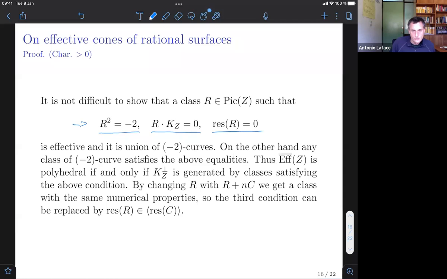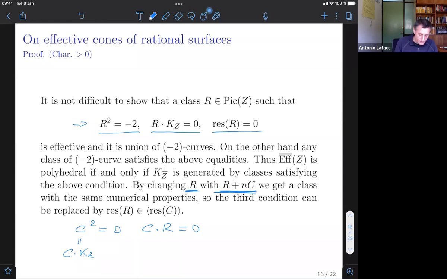And there is another observation which helps in doing this work. The observation is the following. If I replace R with R plus a multiple of C, then the first two conditions are going to be satisfied again, because C squared is 0 and C dot R is 0. So C is orthogonal to such R. And C squared equals 0 means, recall that C is linearly equivalent to K of C, and this is just C dot K of C. So the first two conditions are again satisfied, but the restriction can change because I'm adding this multiple of C.